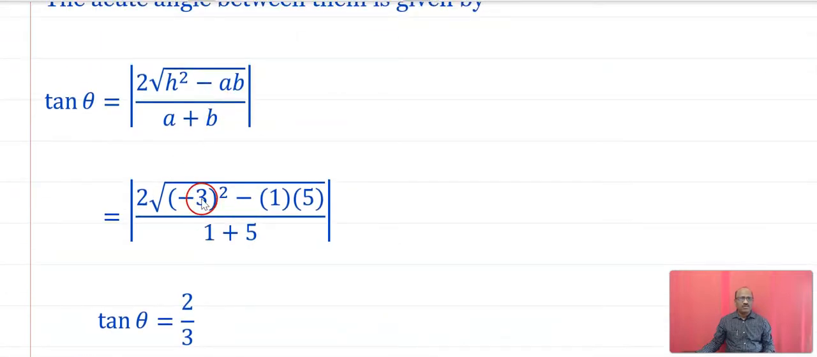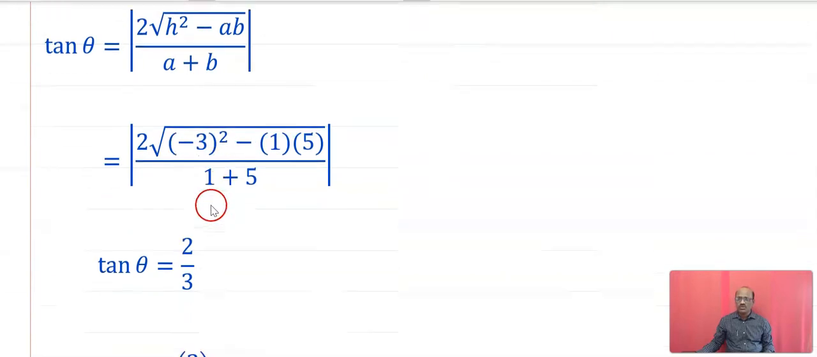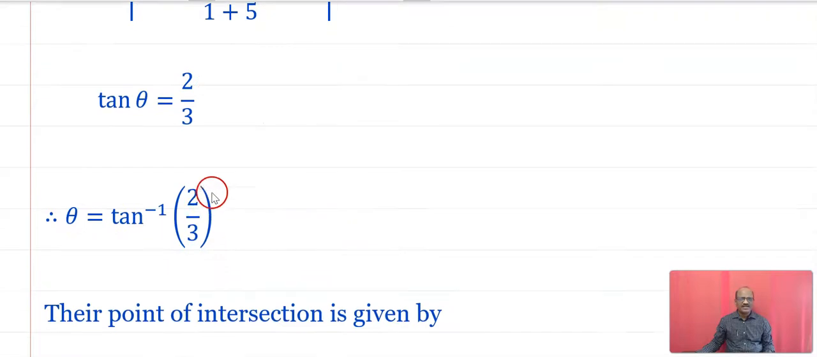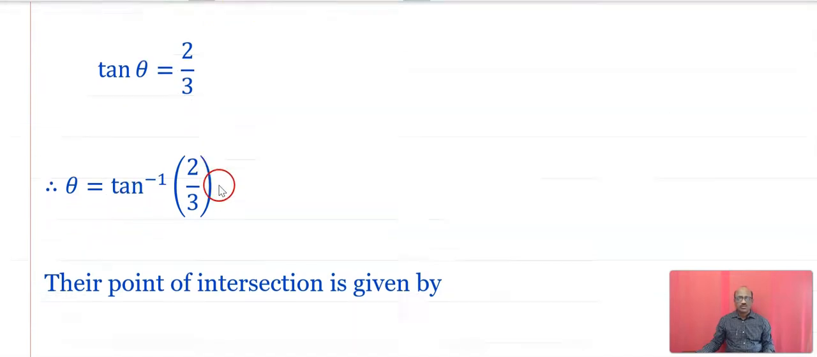Here it is the modulus of 2 times the square root of (-3)² - 1 × 5. 1 times 5 is 5, and (-3)² is 9. 9 minus 5 is 4. The square root of 4 is 2. 2 times 2 is 4. So 4 upon 6, and if we simplify it, you will get tan θ = 2/3. And hence θ = tan⁻¹(2/3).